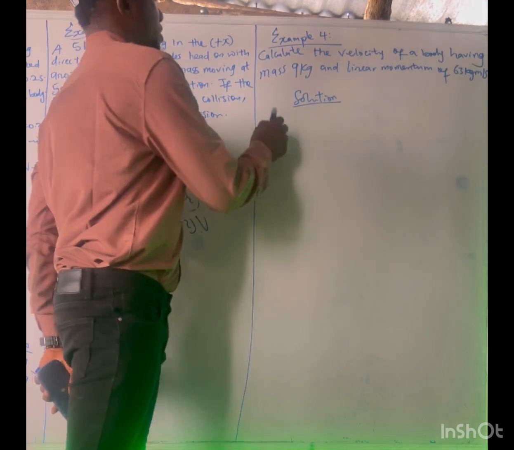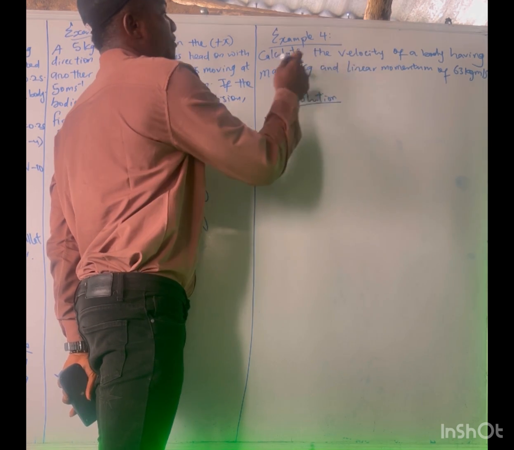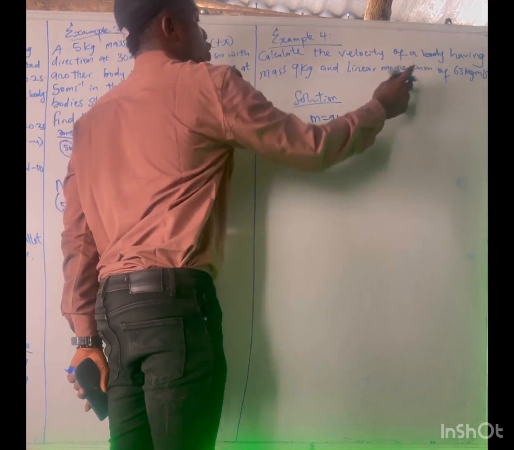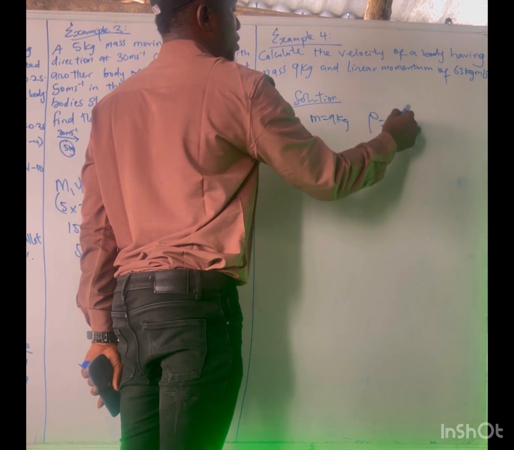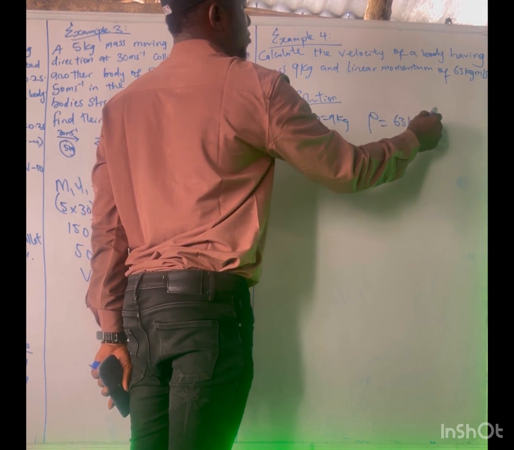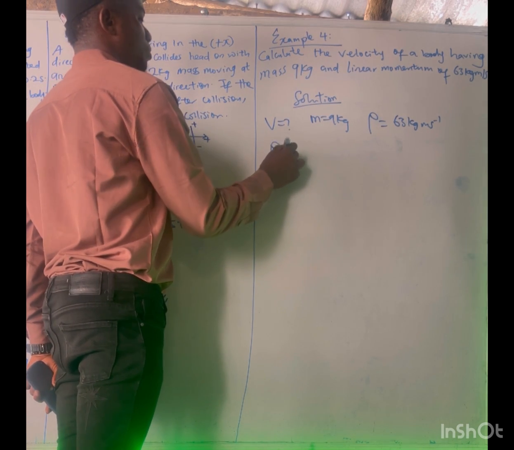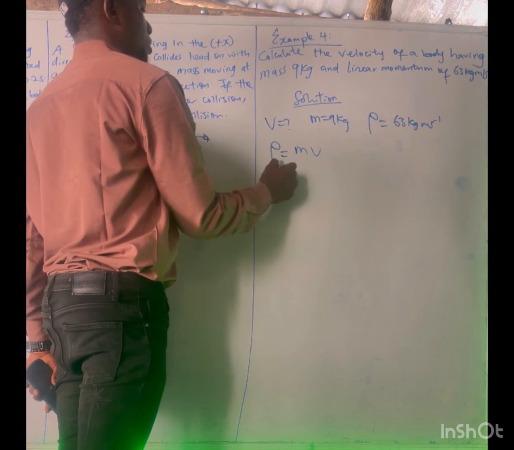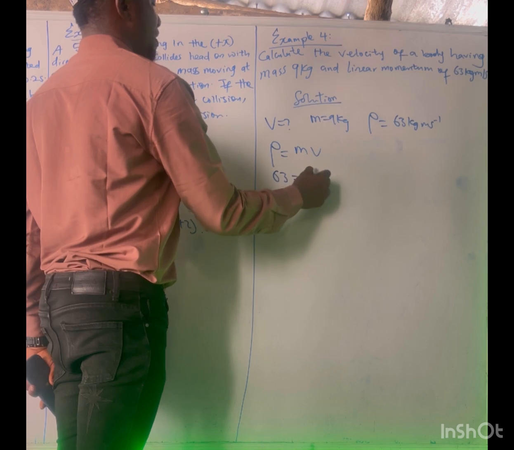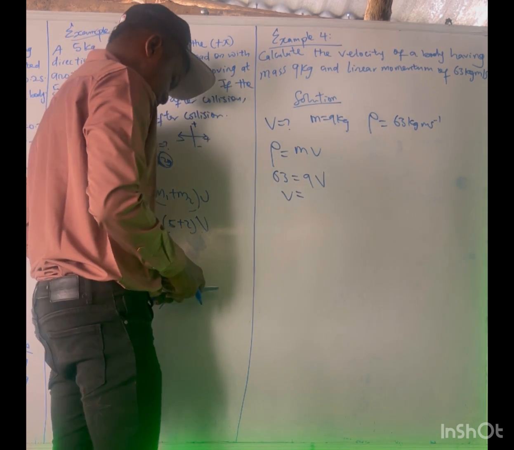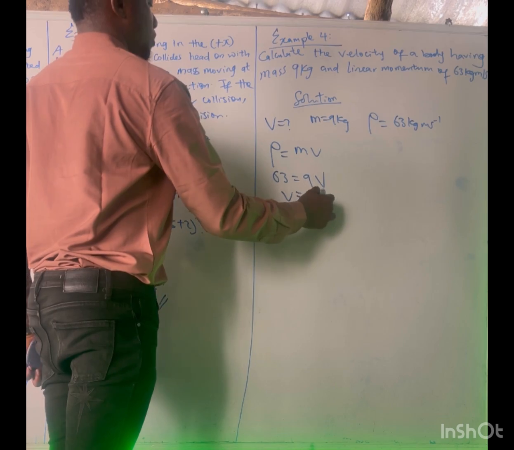So I'm looking for the velocity V, having mass 9 kg, linear momentum rho of 63 kilogram meter per second. I just have to remember that my momentum rho is mv. 63 equals 9V. V equals 63 divided by 9. That gives me 7 meters per second.